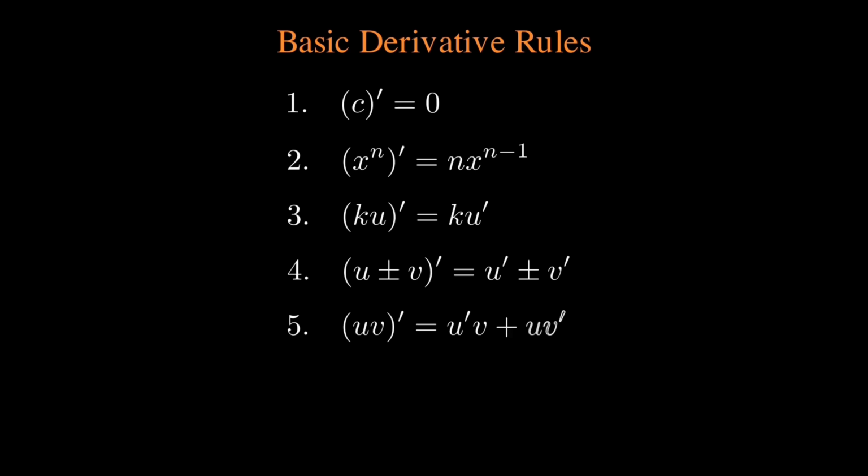Fifth, product rule, y equals u of x times v of x, y prime equals u prime v plus u v prime. Sixth, quotient rule, y equals u of x divided by v of x, y prime equals u prime v minus u v prime all over v squared.